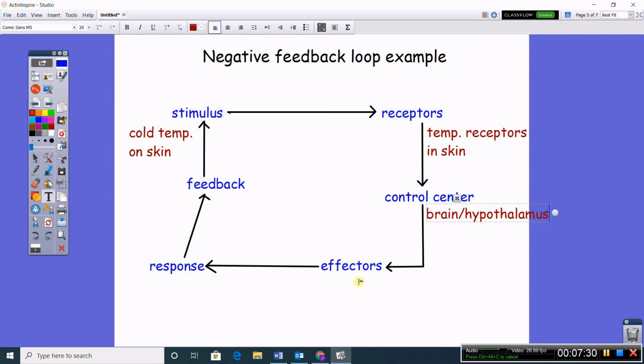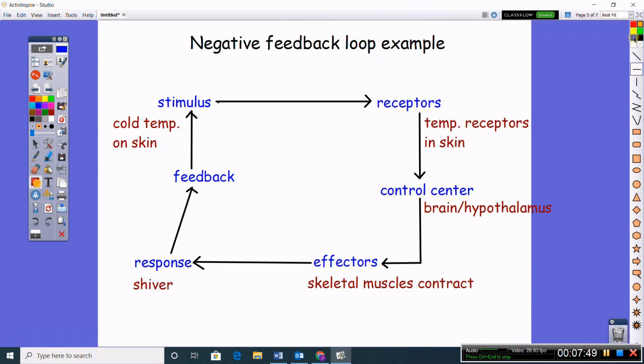And then let's think about what happens in your body when you get cold. Well, you shiver. That's going to be a response. The reason that you shiver is because we stimulate your skeletal muscles. Your skeletal muscles contract, and that's what's going to cause the shivering.